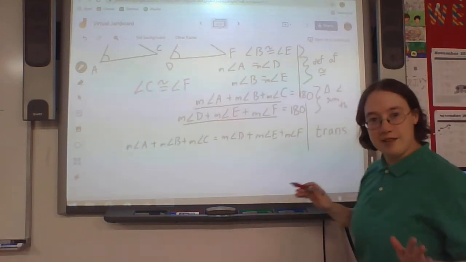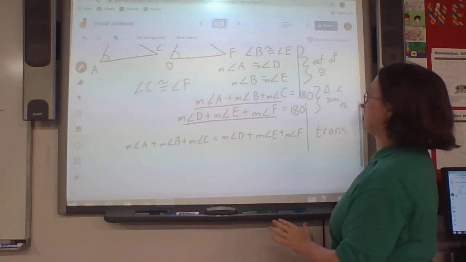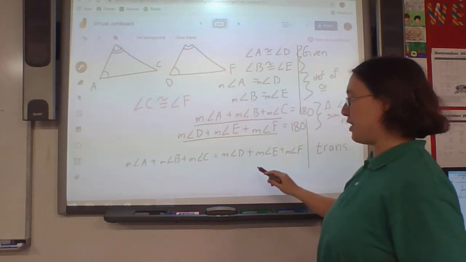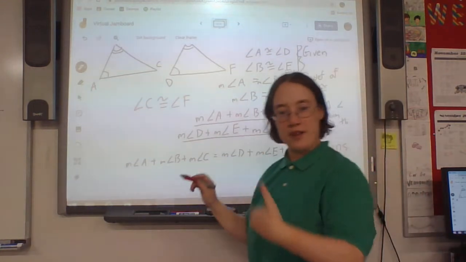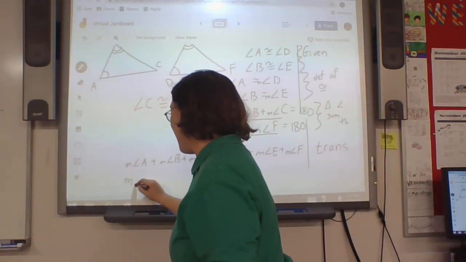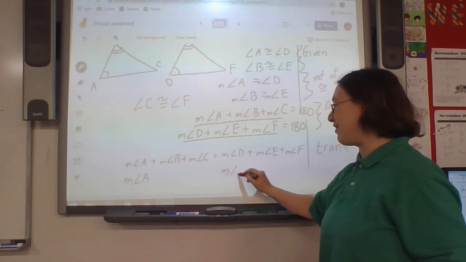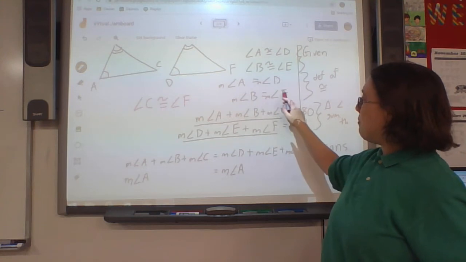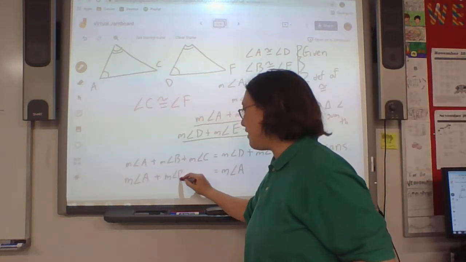Now, the reason that's about to get nice is because we know that some of those angles are equal to each other. So we already have up here that angle A and angle D are equal to each other. So that means we can turn one of them into the other. So I'm going to go with angle A. So we've still got an angle A here, but we can also have an angle A over here instead of our angle D. And same thing with angle B and angle E. So I'm going to leave this one at angle B.